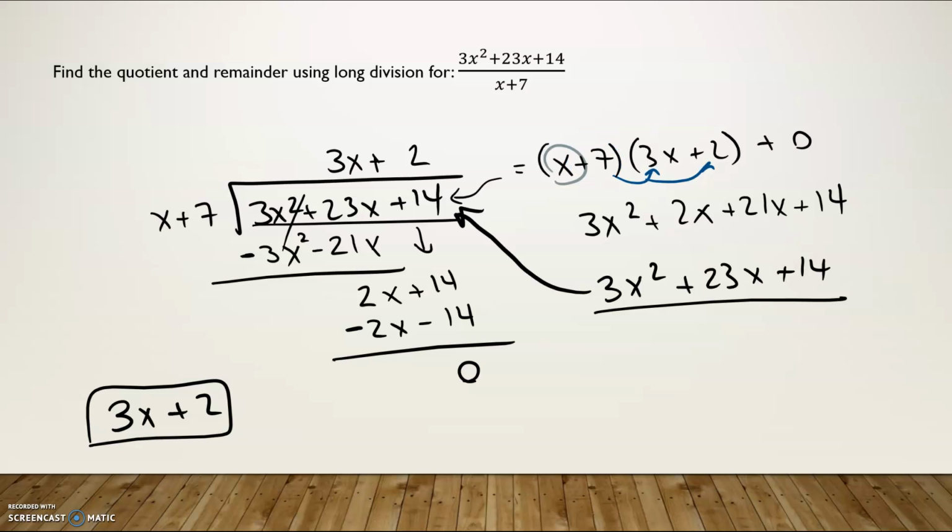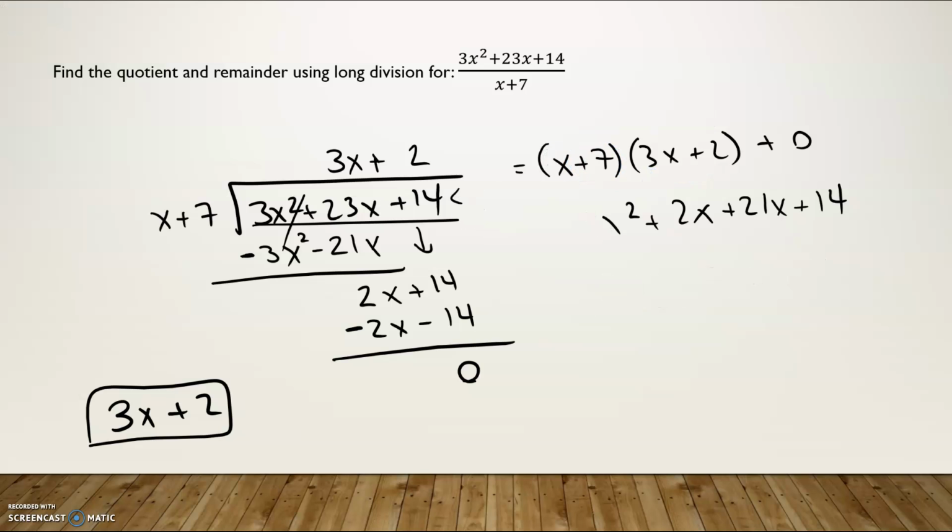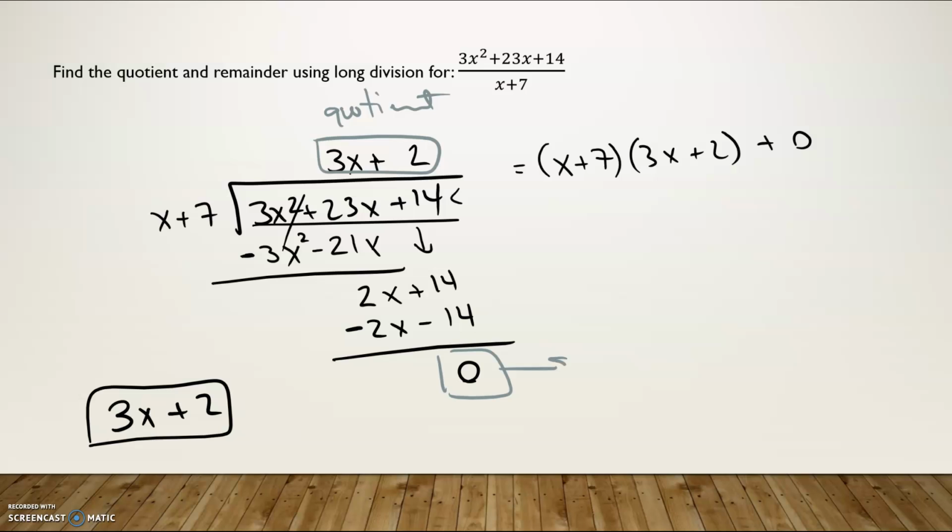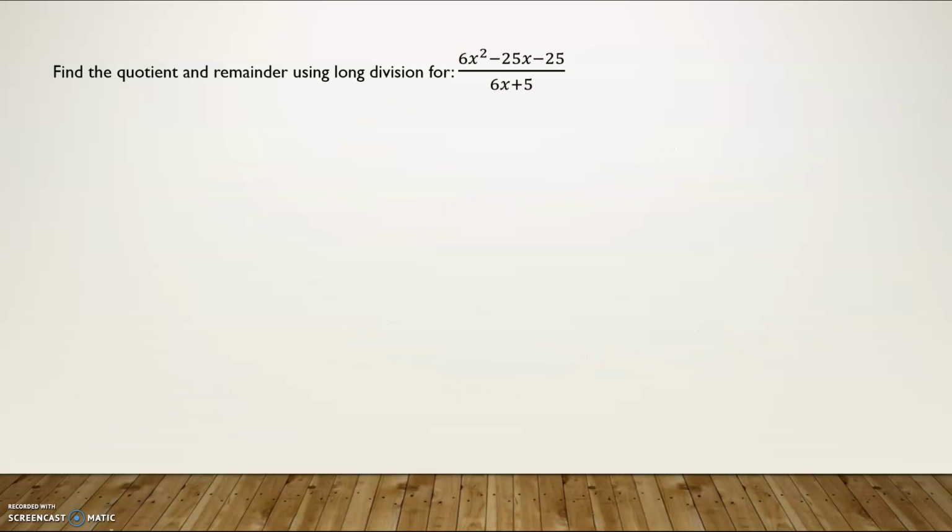So let's get rid of all this. Okay, so my quotient is this right here. This is my quotient. And this right here is my remainder. Remember, you take the quotient times the divisor plus the remainder. That will give you the dividend. Okay, let's look at this one.